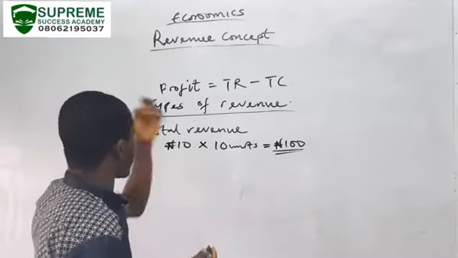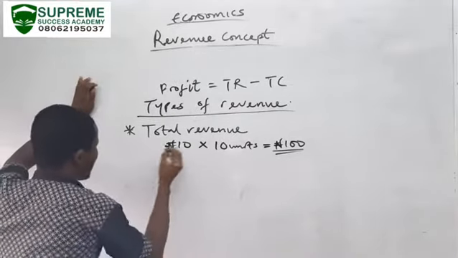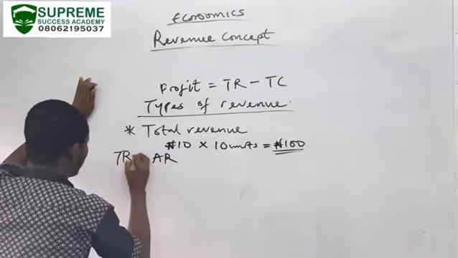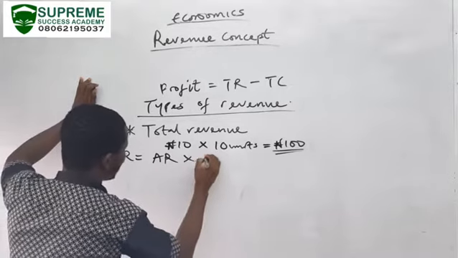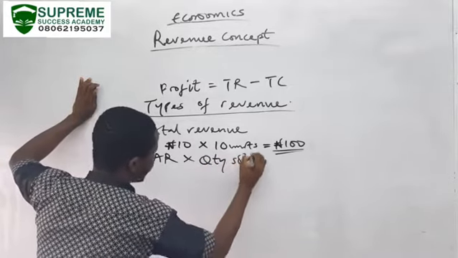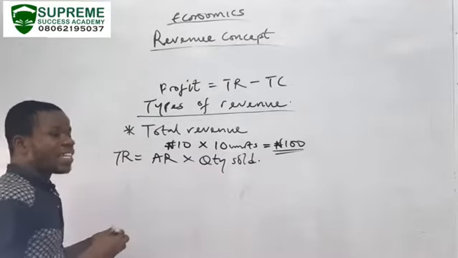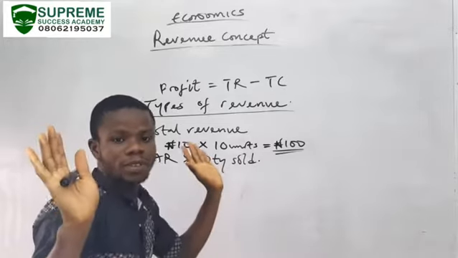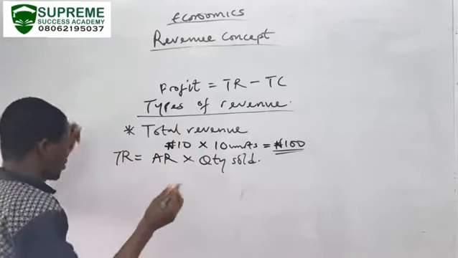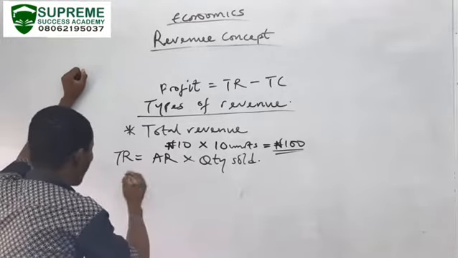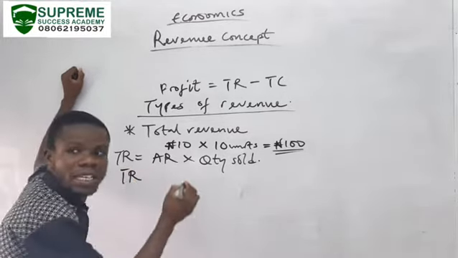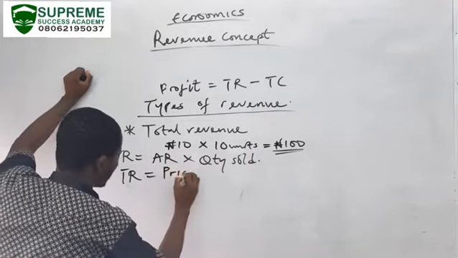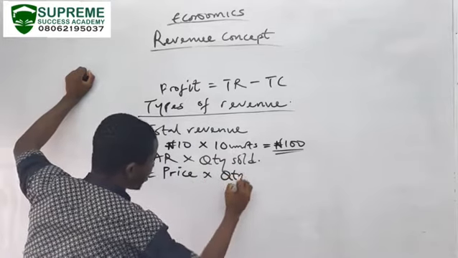So the formula for calculating total revenue is, we can use average revenue. That is, total revenue equals average revenue multiplied by quantity sold. What this means is that the quantity sold will determine the total revenue of a particular firm. The second formula we can also use here: we can also say total revenue is equal to price multiplied by quantity sold.